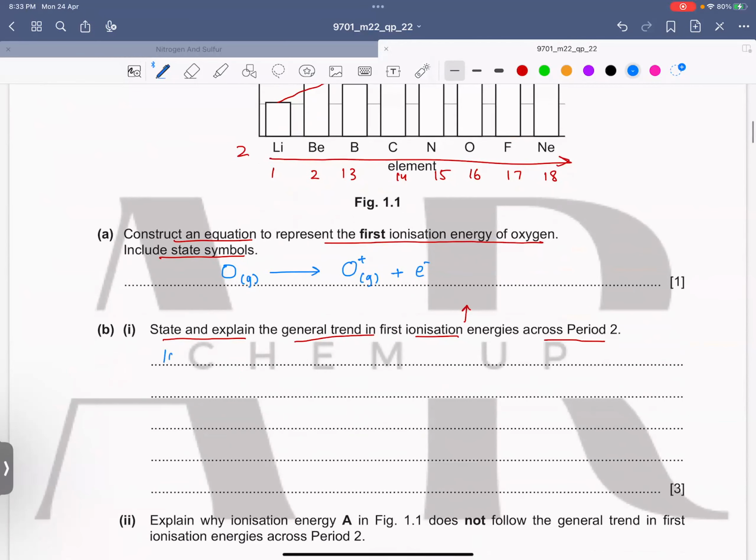As they ask to state, first we would state that ionization energy increases across period 2. Now we have to explain it, the reason.